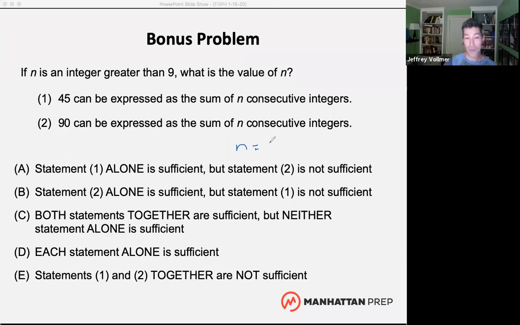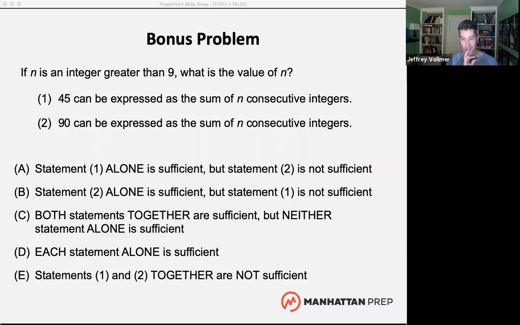N could equal in this problem both 15 and... Ooh, I do not believe it can be 10, Gui. Statement 1, N could be 10, not in statement 2. And this might be worth just going through. Why can 90 not be the sum of 10 consecutive integers? It's based on what we learned today. 90 cannot be the sum of 10.